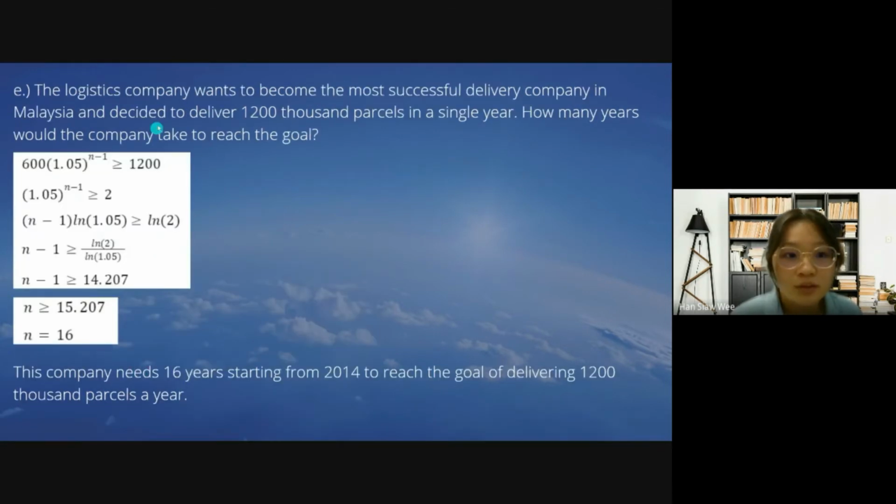For the last question, the logistics company wants to become the most successful delivery company in Malaysia and decided to deliver 1,200 parcels in a single year. How many years would the company take to reach the goal? Okay, we substitute 1.05 into the formula, and lastly we will get n is larger than or equal to 15.206, so n is approximately 16.